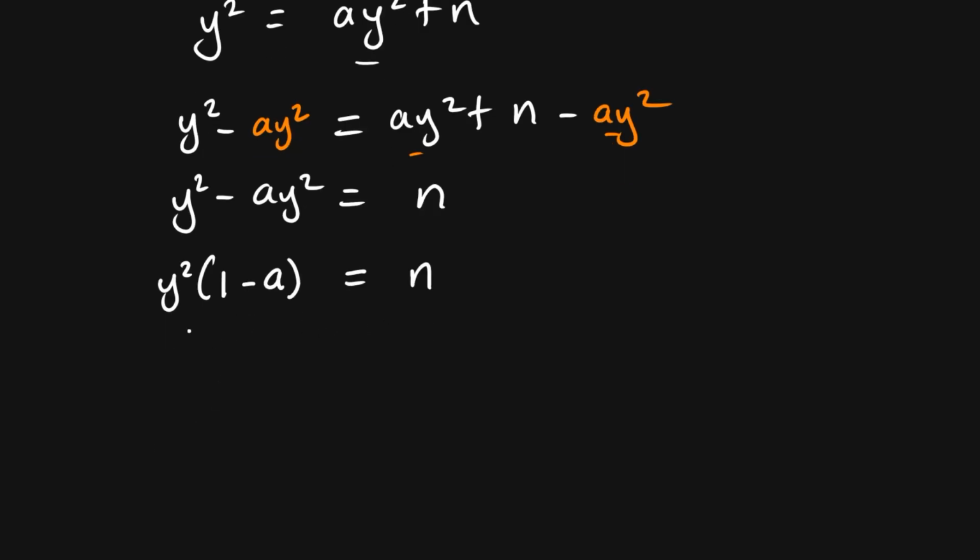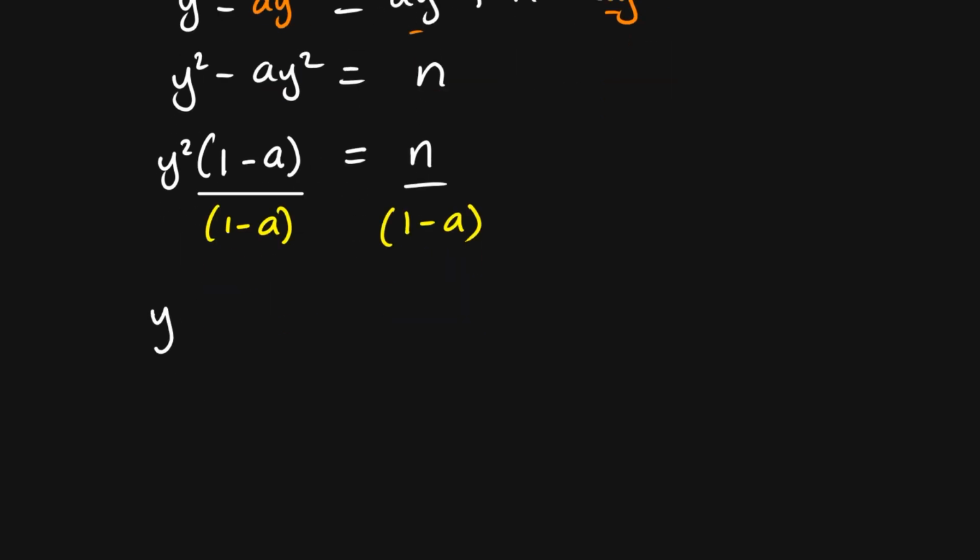But we are tasked to make y the subject of the formula, so let's get rid of this factor by dividing both sides by 1 minus a. This will become over 1 minus a, also over 1 minus a. This is the same as y squared equals n all over 1 minus a.